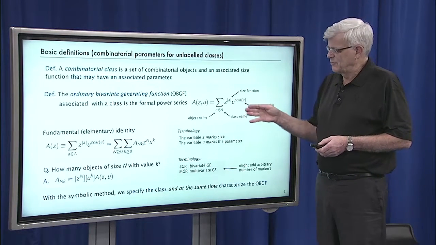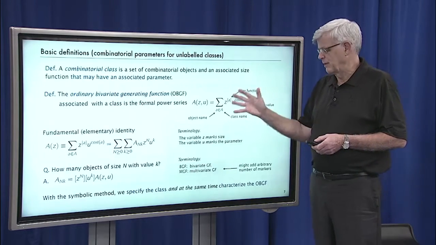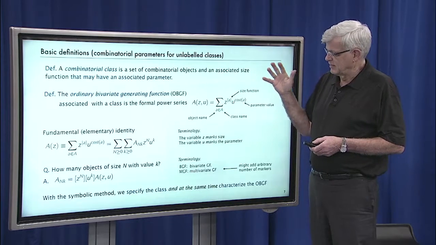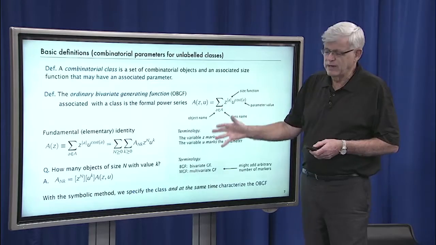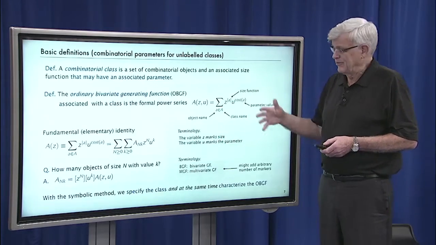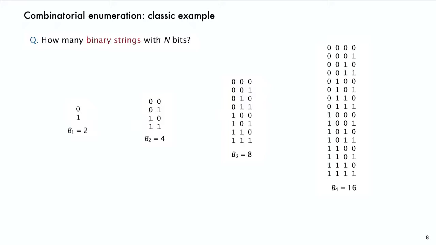And again, with the symbolic method, we can have symbolic transfer theorems that give us equations that the generating function must satisfy directly from the specification. And actually, it's pretty much the same transfers that we discussed before. So let's start with a very simple and familiar example, binary strings. When we introduced the symbolic method, we talked about enumerating binary strings.